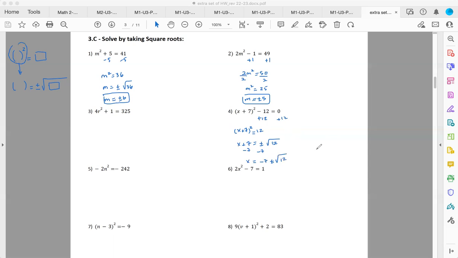square root of 12. Some may ask, Mr. Y, could I have written plus or minus square root of 12?